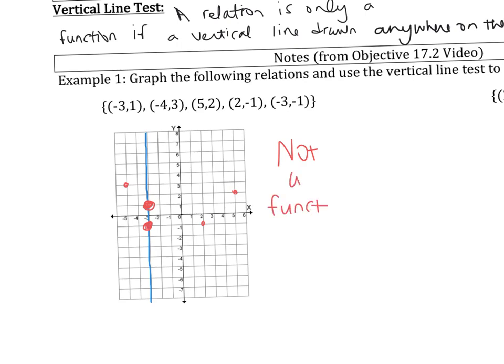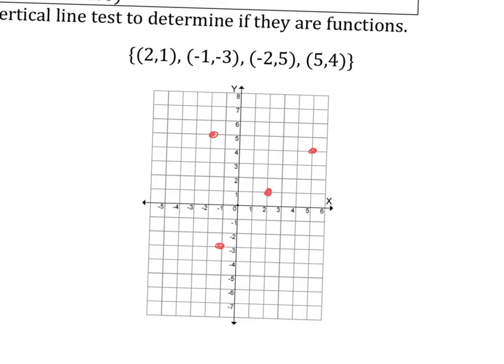Go ahead and pause the video again and plot the points on the second graph. Notice on this graph there's only 4 points. Take a look at it and see, is there anywhere we could draw a vertical line that would result in hitting more than one point? Well, there's only 4 vertical lines that we could draw that would hit any points on the graph. And none of those vertical lines are going to hit more than one point, which means yes, this relation is a function.